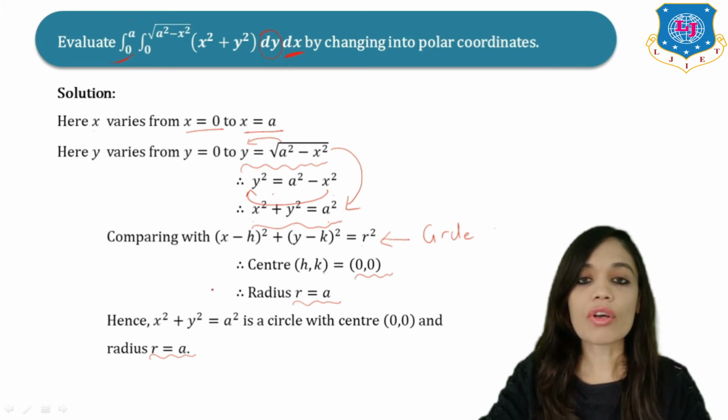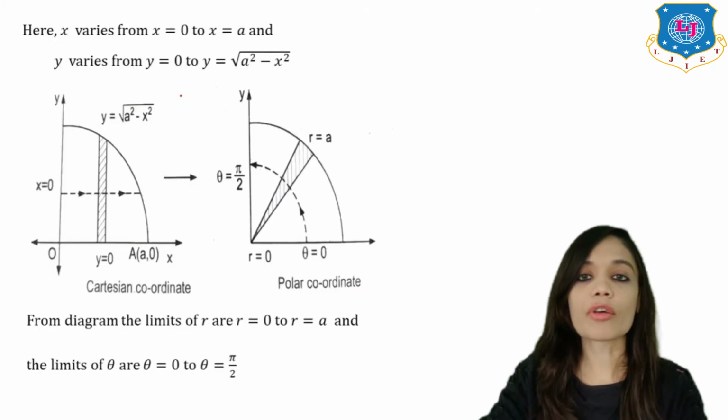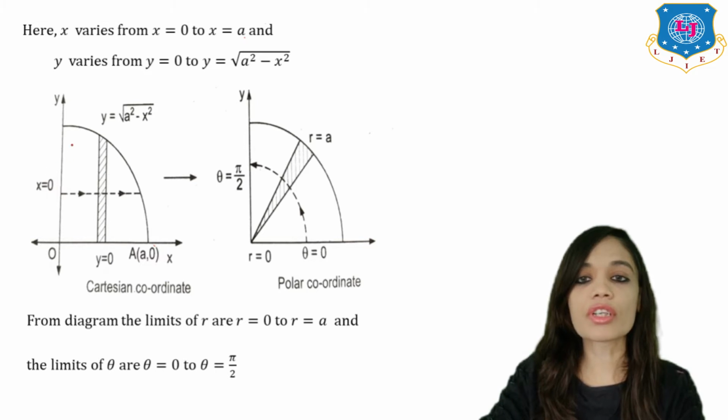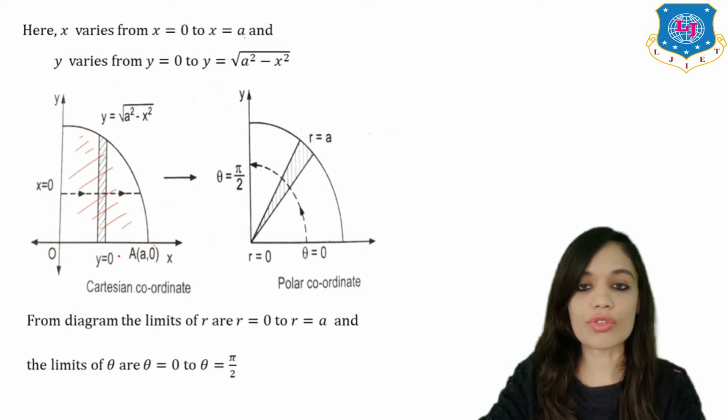Now let us draw our graph from the given limits. Here x varies from 0 to a, so we can see that our circle is only in the first quadrant. We have to consider only the circle in the first quadrant. And y varies from y equal to 0 to y equal to square root of a square minus x square.